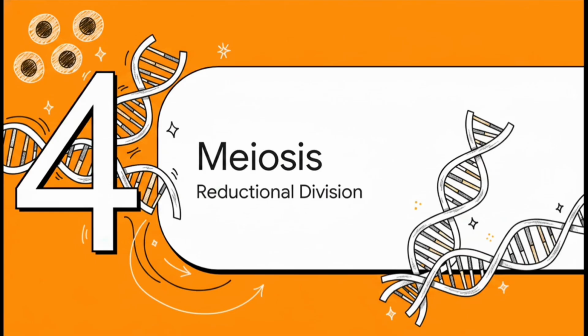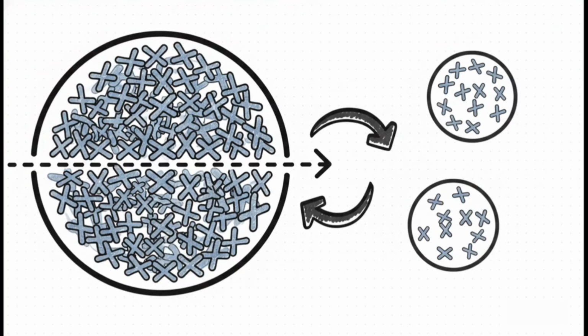Part 4. Meiosis, reductional division. Now we are shifting gears to the highly specialized division that actually creates the next generation. Let's see how this builds upon what we just learned, but with a massive twist. Here's why meiosis is an absolute game changer. Think about human cells for a second. We have 46 chromosomes. If a mom and a dad both passed on all 46, their kid would have 92. The grandkids would have 184. I mean, within a few generations, the whole biological system would just completely collapse.